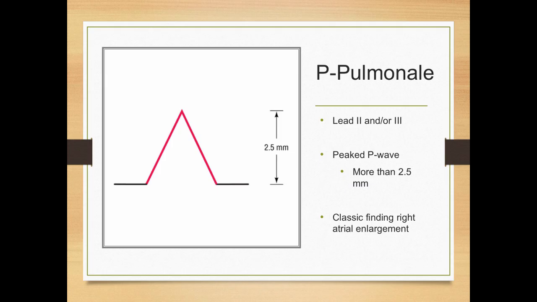P mitral, we're looking at lead 1 and 2. P pulmonale, we're looking at lead 2 and lead 3, and we're looking for a tall peaked P wave. So this P wave is going to be more than 2.5 millimeters, 2.5 small boxes tall, and this is your classic finding for right atrial enlargement.